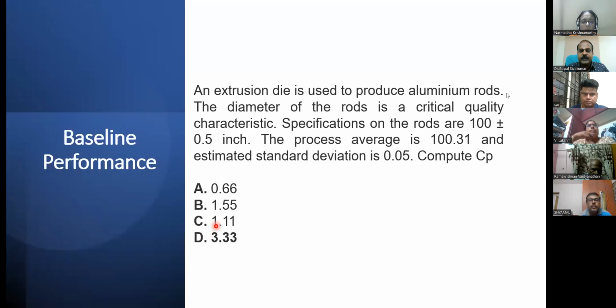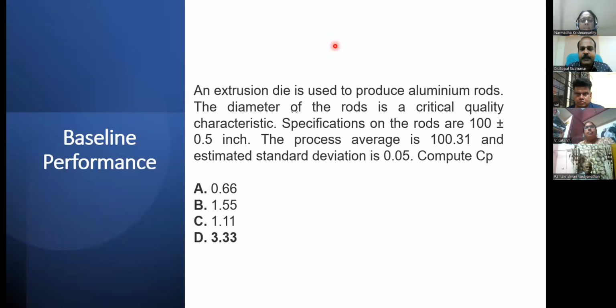Now, next question. An extrusion die is used to produce aluminum rods. The diameter of the rods is a critical to quality characteristic. The specifications are 100 plus or minus 0.5. What do you understand here? Upper specification is 100.5. Lower specification is 99.5. The process average is 100.31 and the estimated standard deviation is 0.05. And you have to compute Cp.